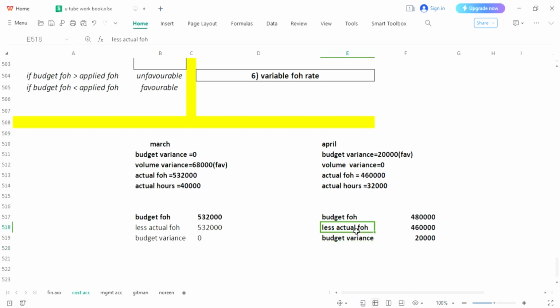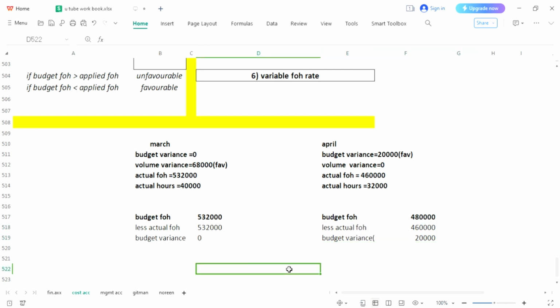The amount which we have calculated from here is actually the budget FH. Up till now, from this raw data, we have got some usable information. For the month of March, we have calculated budget FH. For April, we have calculated budget FH. Now, this information which we have squeezed from previous data would be used to calculate other information as well.